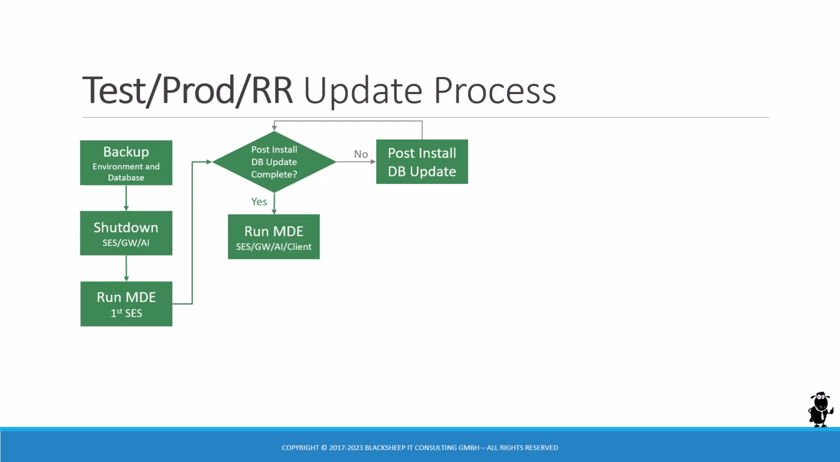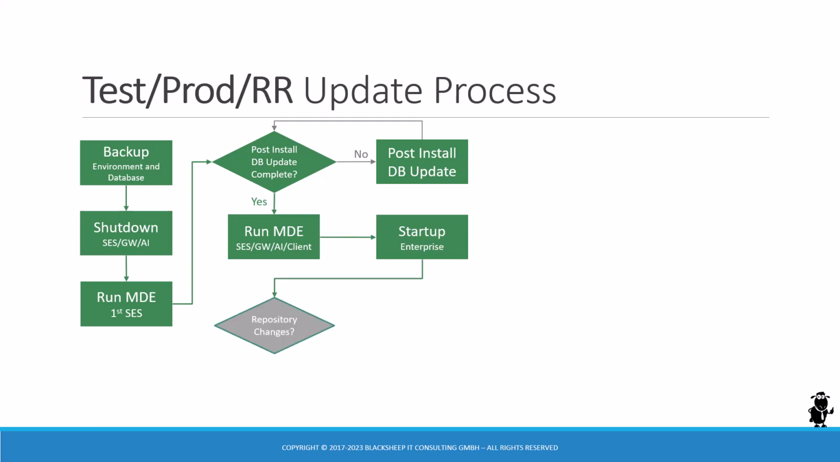Once you have finished post-install database update, you run the MDE installer to update any other machines, including Siebel servers, gateways, AIs, and if you still have it, mobile web client. Then you can start up that enterprise. And now, if you had repository changes being introduced in the development environment, you have to migrate them over.